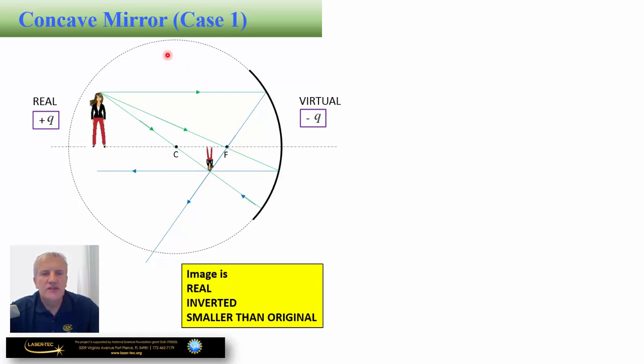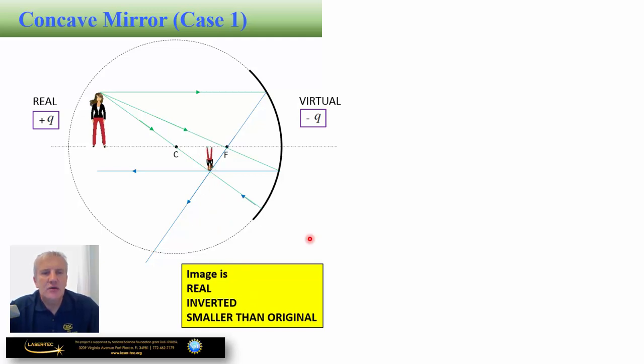Number one, we see that the mirror image appeared to the left relative to the mirror, which means that this image is real. We also see that this image is below the optical axis, so it is on the opposite side relative to the original. That's why we say that this mirror image is inverted. And finally, we can also observe that this mirror image is smaller than the original.